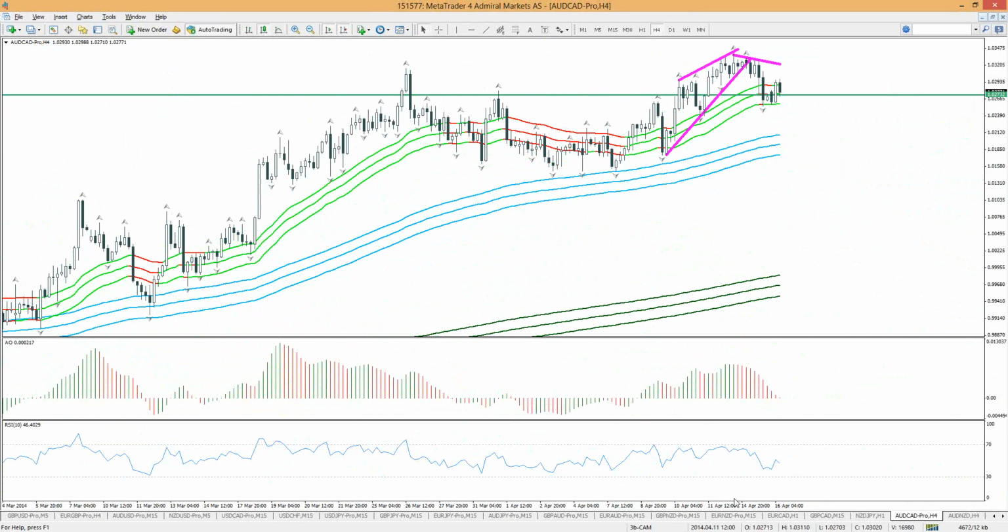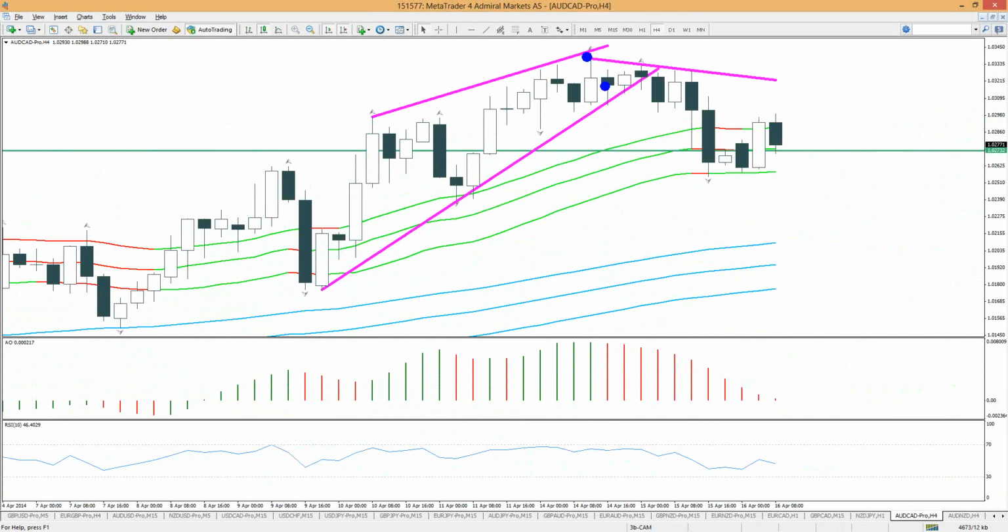Plus, if you look at the number of candles, how many candles did we not break this top? 1, 2, 3, 4, 5. That's the end of the impulse. That's the end of a swing high, swing low, basically. Boom. Retracement.